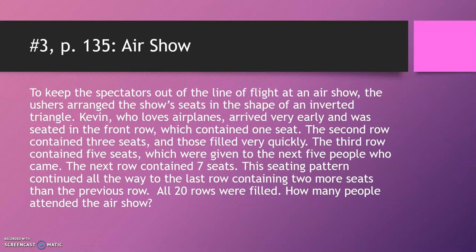The second row contained 3 seats, and those filled very quickly. The third row contained 5 seats, which were given to the next 5 people who came. The next row contained 7 seats. This seating pattern continued all the way to the last row containing 2 more seats than the previous row. All 20 rows were filled. How many people attended the air show?